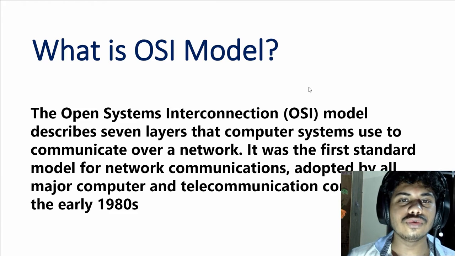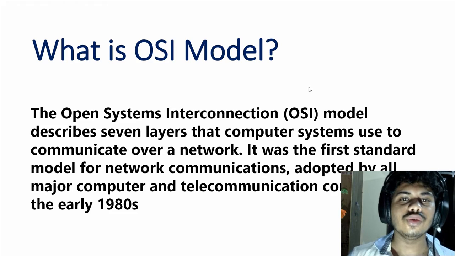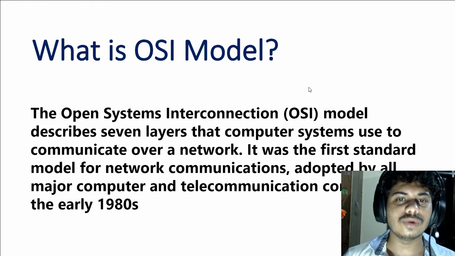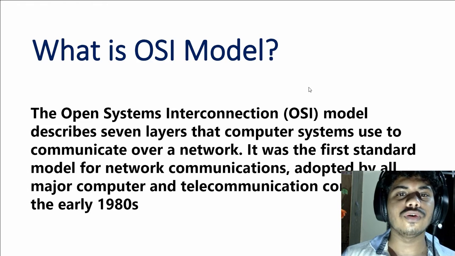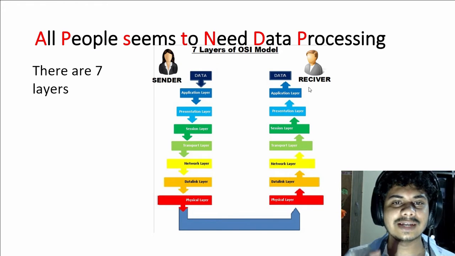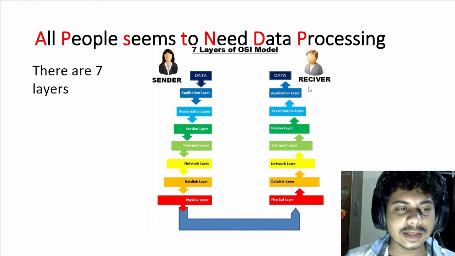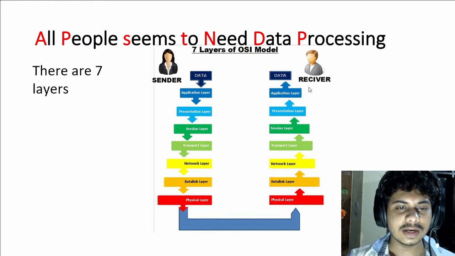If you want to read this definition, the document is in the description. You can read it, note it down, and make notes. Now let's move on to the next slide. You just have to remember a sentence: all people seem to need data processing. Why am I telling you this? Because there are 7 layers, as you can see here.